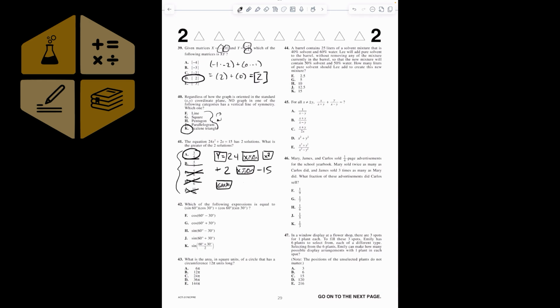Number 42, which of the following expressions is equal to the sine of 60 times the cosine of 30 plus the cosine of 60 times the sine of 30? What the ACT is expecting here is that students are going to see these expressions being multiplied and think, I've never seen that before. Maybe my cousin who was in trig had to do that, and that's scary. Okay, it's really not that scary.